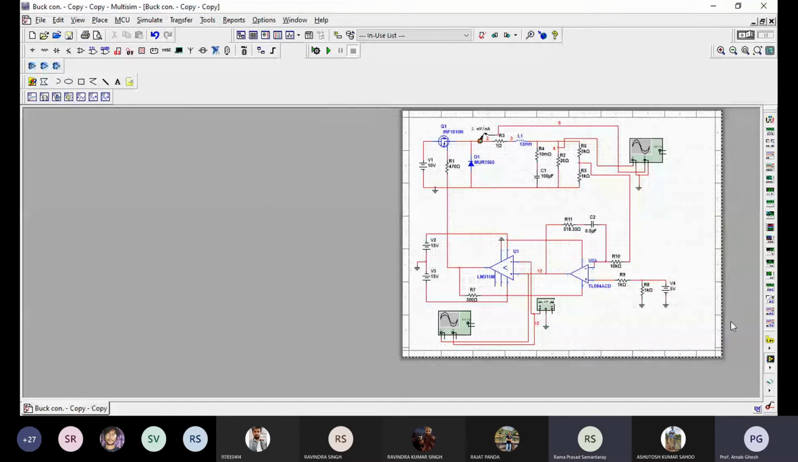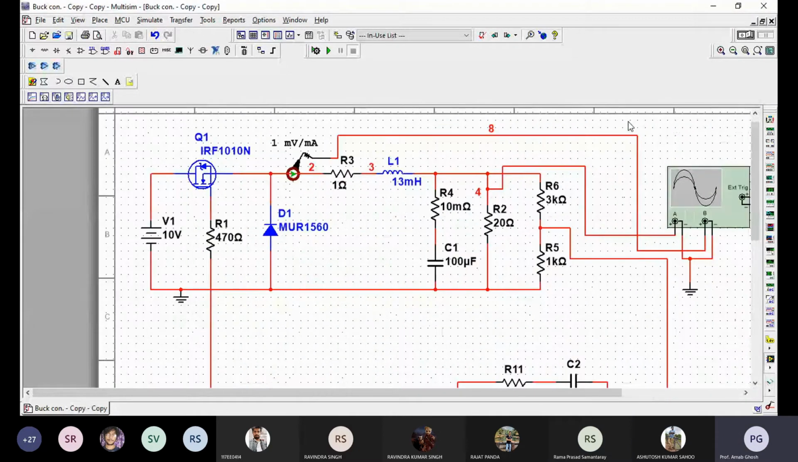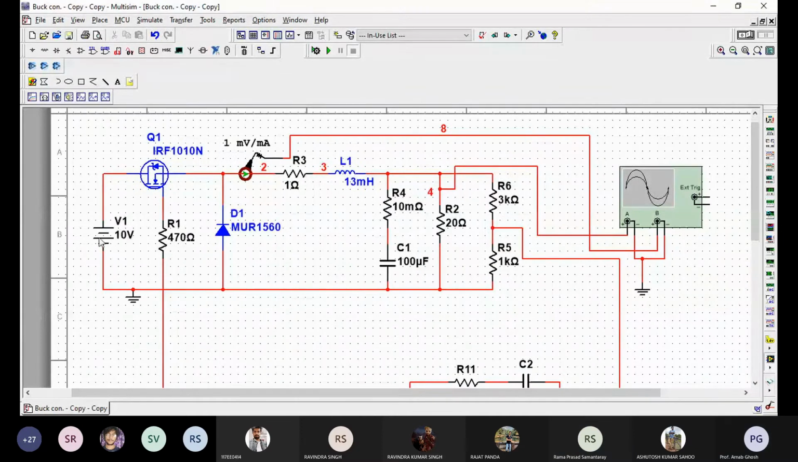Now this is your circuit. Sir already told. First part you check: 10 volt supply source, and as in the previous experiment, the same switching device, the IRF 1010 N, and the diode. This one I've taken. So as per your circuit diagram, sir already shown in the manual, these connections are made.